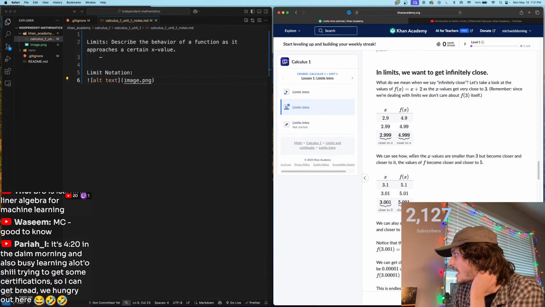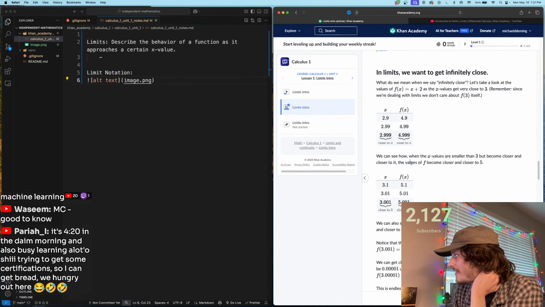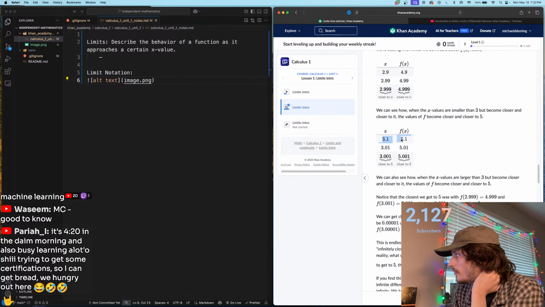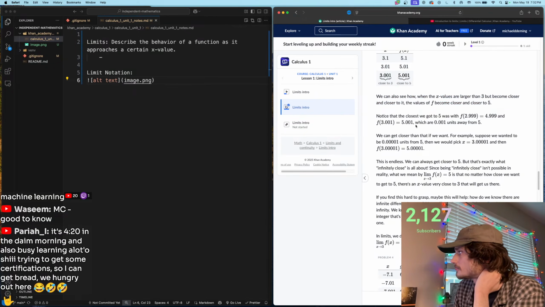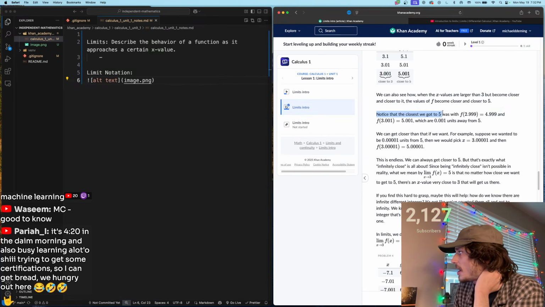We can now see how when x values are smaller than 3 but become closer and closer to it, the values of f become closer and closer to the value of 5. We can also see how when the x values are larger than 3 but become closer and closer to it, the values of f become closer and closer to 5. Notice that the closest we got to 5 was with f of 2.999 equals 4.999, and f of 3.001 equals 5.001, which are a thousandth of a unit away from 5. We can get closer than that if we want.